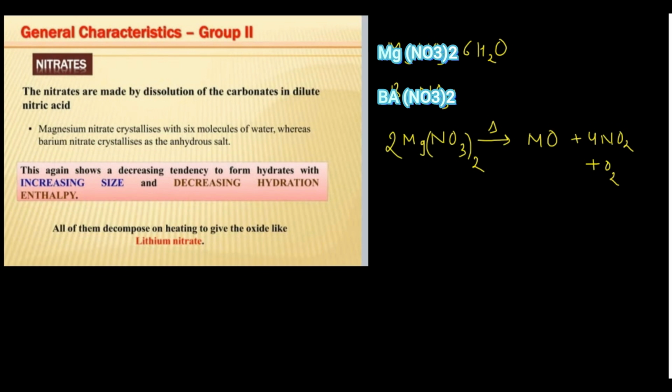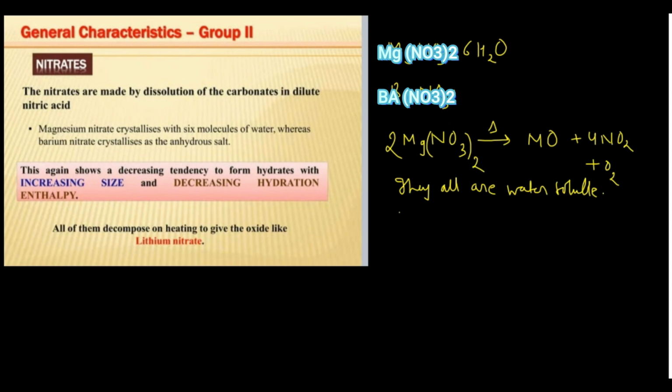Your alkaline earth metals generally form nitrates of this kind, but they are water soluble. Please remember, nitrates of these metals are water soluble. The solubility is there. They all are water soluble.